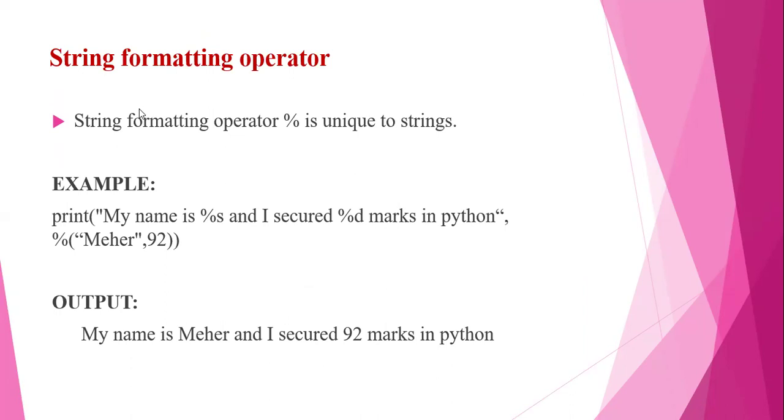String formatting operator. We use the percent operator to format a string. For example, we are taking print my name is percent s and I scored percent d marks in Python. And here we are using the formatting operator percent of Meher, that is, we are assigning a name and then marks. So the percent s will correspondingly get the value Meher and percent d will get the value 92. And the output we'll get here is my name is Meher and I scored 92 marks in Python.